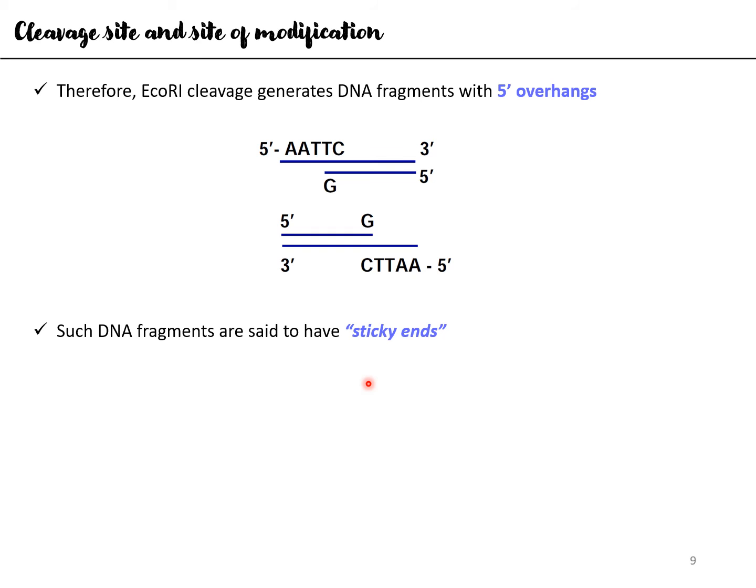Now why are these ends sticky? See over here, what is the sequence? It's AATTC and here you have CTTAA. So essentially these are complementary to each other, and being complementary, they have a tendency of annealing back. So they will anneal, but there will be no ligation between the fragmented DNA. Because they have a tendency to anneal back, they are said to have sticky ends, because they just stick to each other.